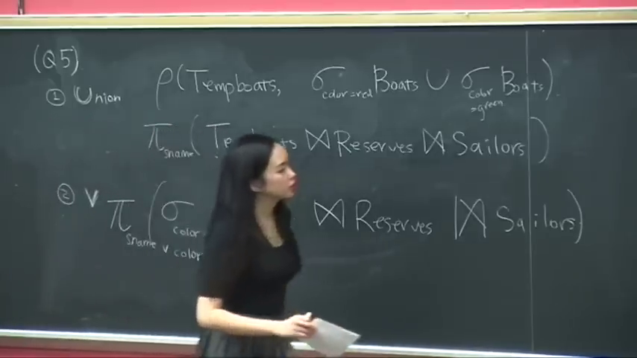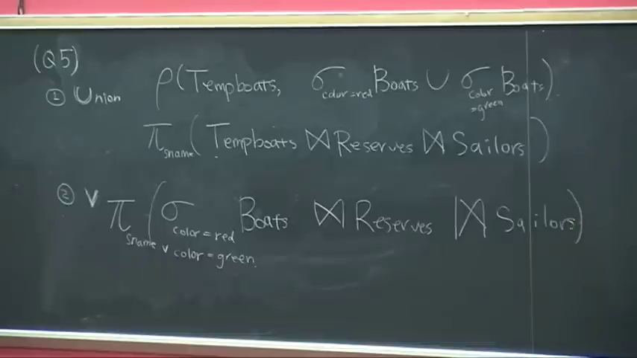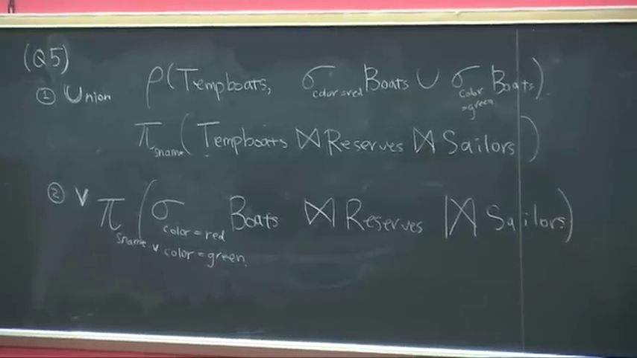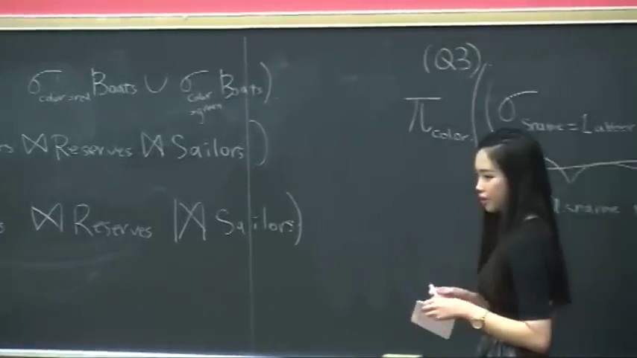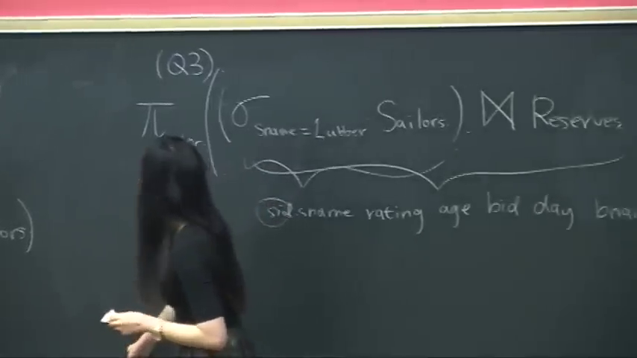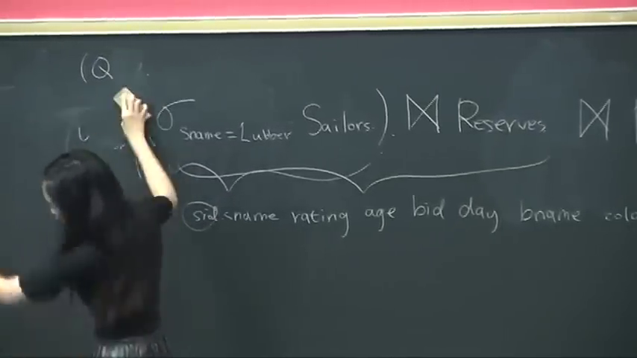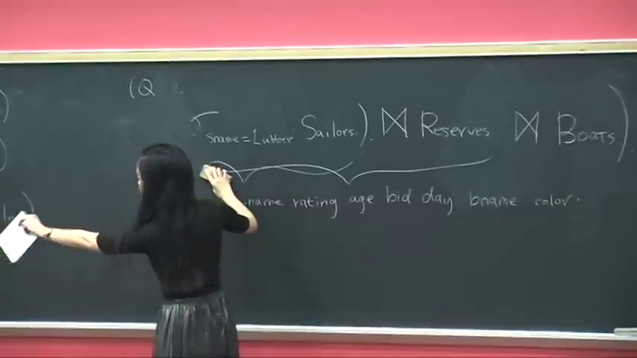Now let's quickly change the query into find the names of sellers who have reserved a red and a green boat. So that would be your query 6. How would you change based on those? Let's say we start from changing approach 2.